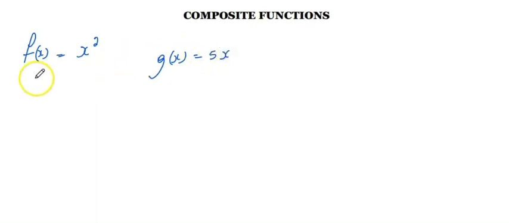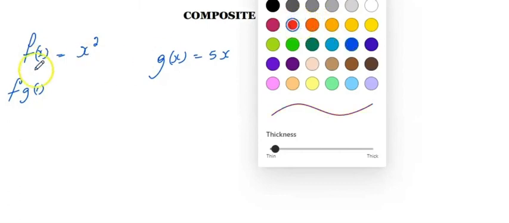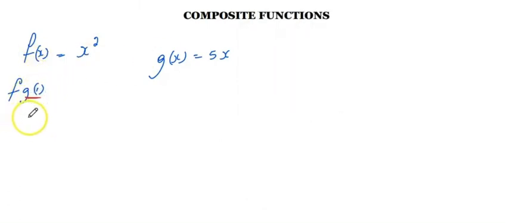For another example, say we have f of x is equal to x squared and g of x is equal to 5x. So we're asked to find f of g of 1. What we're going to do here, we are going to find the value of g of 1. So g of x is equal to 5x, and g of 1 would be equal to 5 times 1, and that would be equal to 5. So g of 1 is 5.